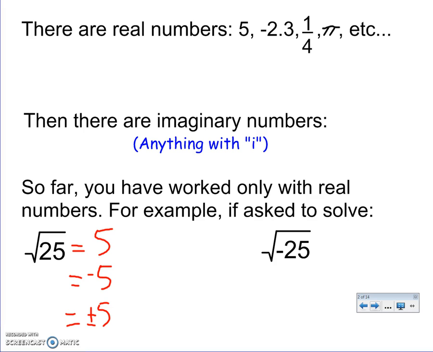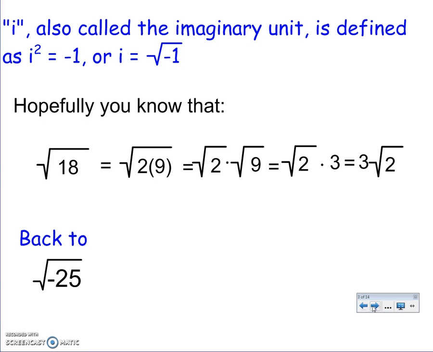Now if I ask you what's the square root of negative 25, you'd say, Mr. Wynn, that's impossible. How do I get two numbers that are the same that multiply to become a negative? Because a positive times a positive is a positive, a negative times a negative is a positive. There's no such thing as two things multiplying to a negative. So here comes i. i, the imaginary unit, is defined as i squared equals negative 1, or i equals the square root of negative 1.